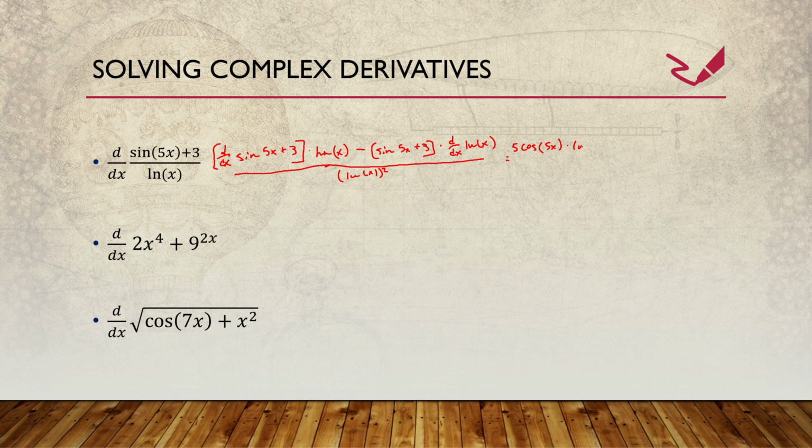So you multiply by the natural log of x minus the sine of 5x plus 3, multiplied by the derivative of the natural log of x, which is 1 over x based on the rules, all over natural log of x squared.